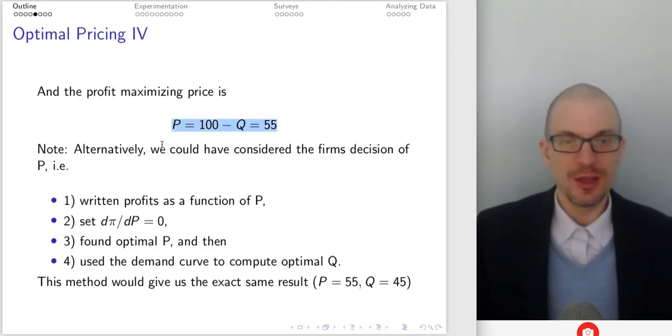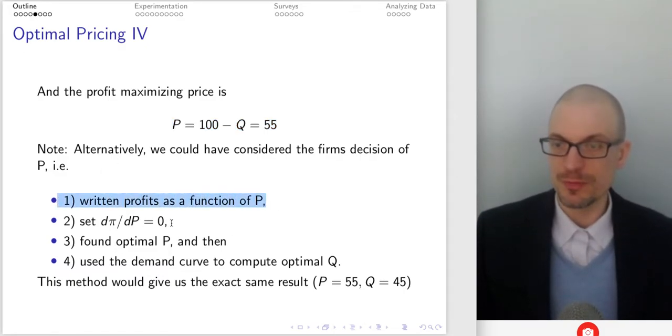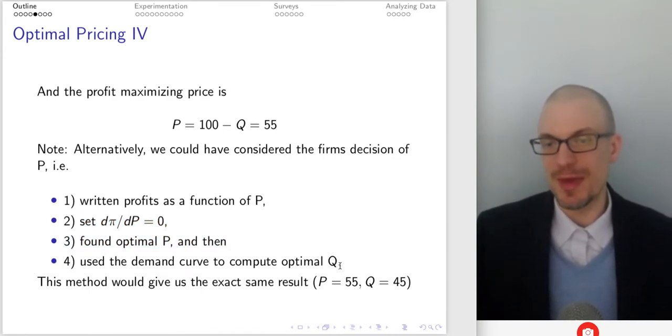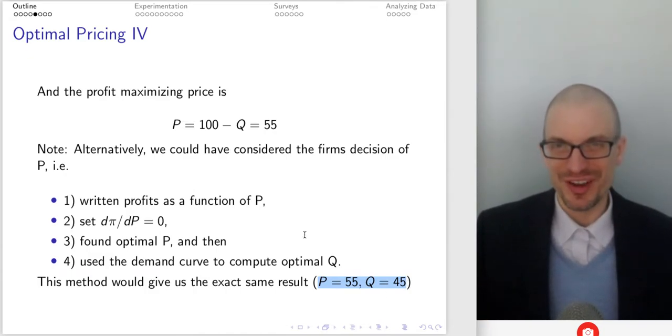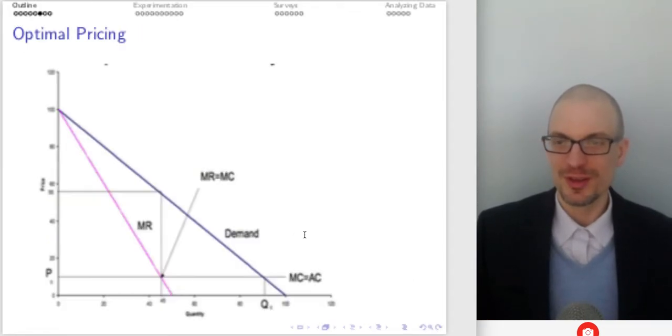Now, alternatively, I could have done this with the firm choosing price. So you write out profits as a function of P, take d pi dp, find the optimal P, then go to the demand curve to find the optimal quantity. And that would be this. You'll get the same result, right? You should stop the video. You should verify for yourself. You get the same result. It's good to do that at least once and be comfortable with it.